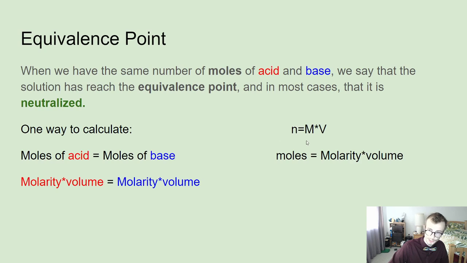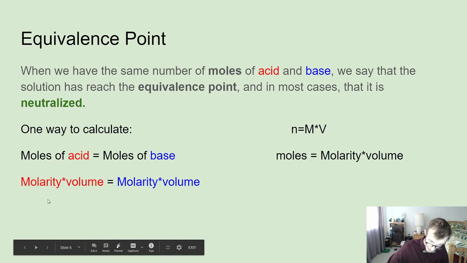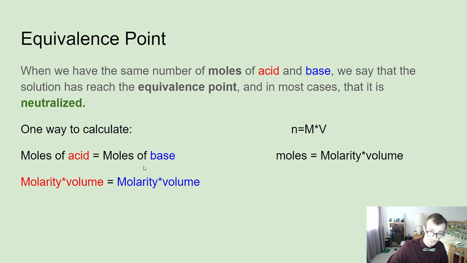So you might remember this equation, M times V equals n. Or in words, the moles is equal to the molarity, which is the concentration, times the volume of the solution you have. So what I'm going to do is take this little equation, molarity times volume, and substitute it for the moles of acid and the moles of the base. So the moles of the acid is going to be the molarity of the acid times the volume of the acid. And then for my other substitution, the moles of the base is going to be equal to the molarity of the base times the volume of the base, which I've color-coded.